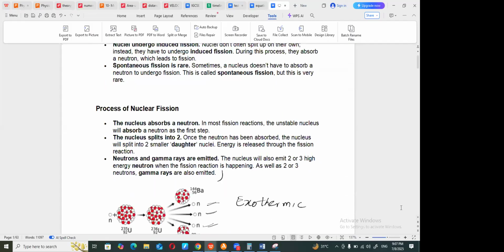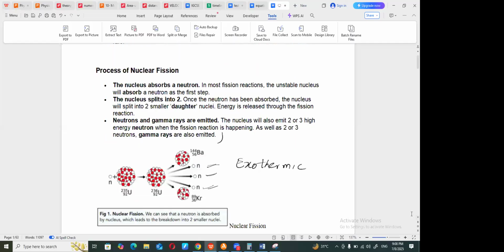what exactly is happening? A nucleus, in this case uranium, absorbs the neutron and becomes unstable uranium-236 (92 protons). Then it breaks down into barium and krypton. Along with that, 3 further neutrons are released, and lots of energy in the form of gamma rays is emitted. It's an exothermic reaction. It means on the input side you provide a small amount of energy, but as output you get a very large amount of energy.